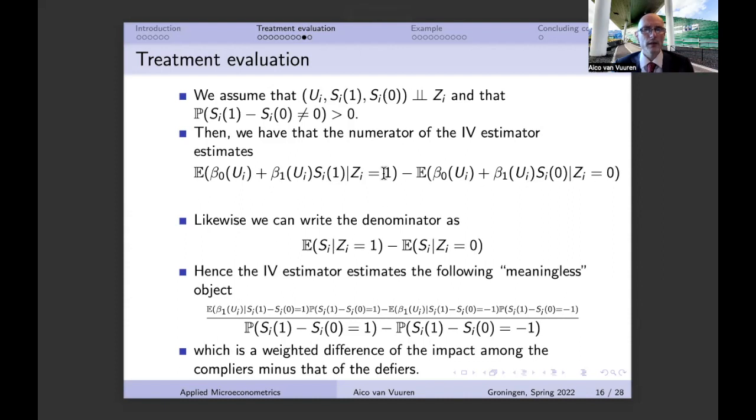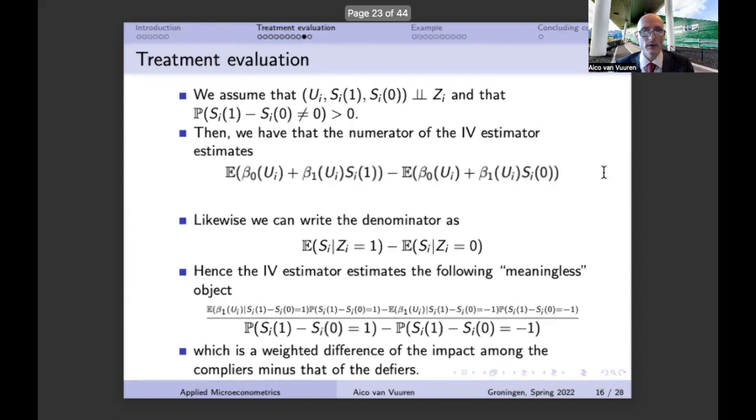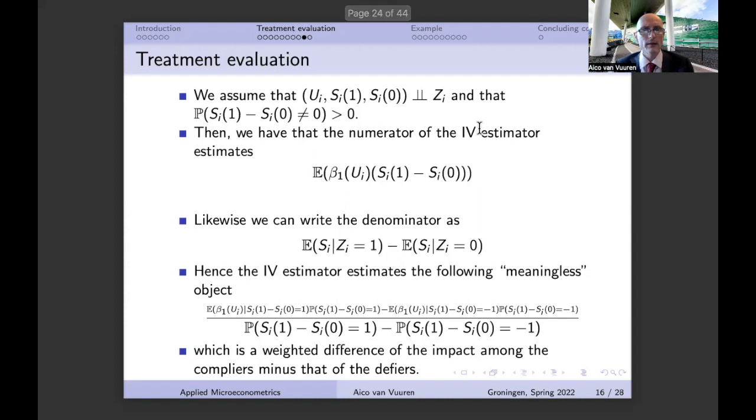And then what we can do is use this assumption over here, the assumption of instrument exogeneity, which implies that both ui as well as si1 are independent from zi. So therefore, we can get rid of this zi equal to 1 over here. And for the same reasons, we can also get rid of this zi is 0 over here. So we can also write it like this. Then we realize that we no longer condition on anything, so we can take these two means together. And if we rewrite it a bit, then finally we get the mean of beta 1 ui multiplied by si1 minus si0.